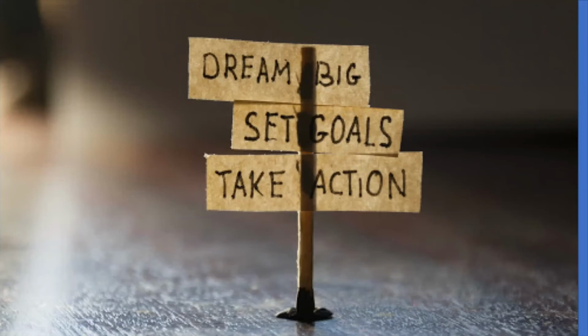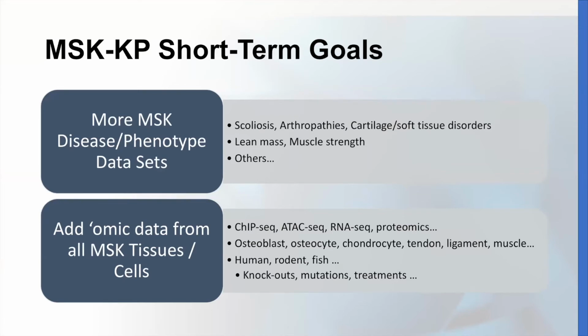So this is one of the things we're working on. Again, this is just the start. We have big dreams, and we're setting goals in the big data working group to make this a little bit more user friendly, but also more inclusive of lots of data. So our short-term goals are to add more phenotypes. So we're thinking of more musculoskeletal disease phenotypes, more diversity in the data sets.